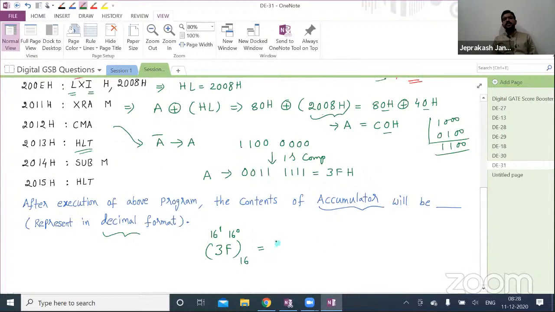See, 16 threes are 48, plus 15. So that means you will get 63. So the decimal equivalent is 63.